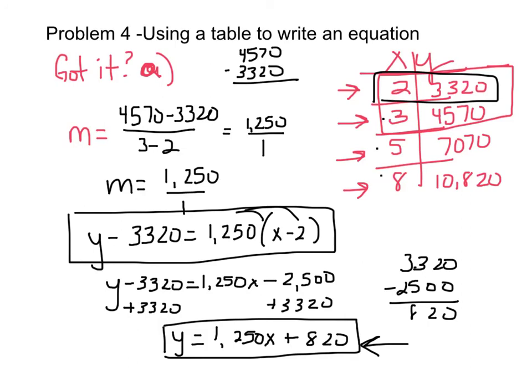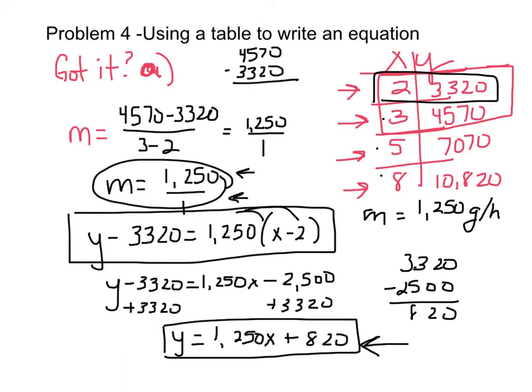What does the slope represent? Well, my slope is 1,250. What does that mean? X represents time in hours, and water in gallons is y. So remember, this is y, this is x. So your slope means 1,250 gallons per hour. So it's 1,250 gallons per hour is the volume of water in the tank.